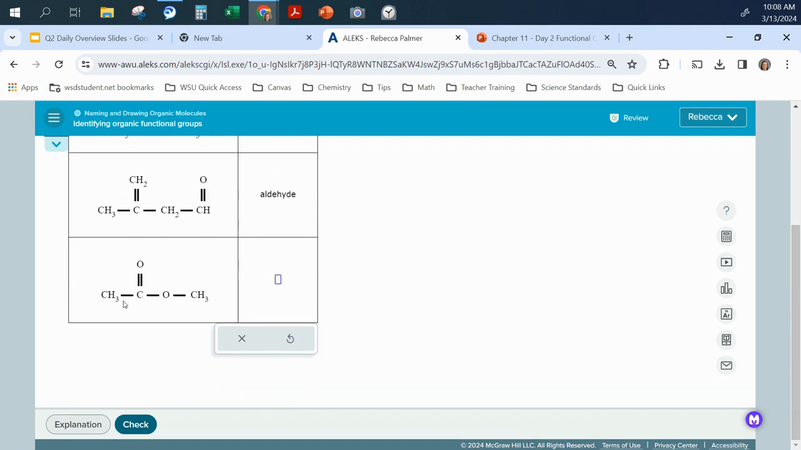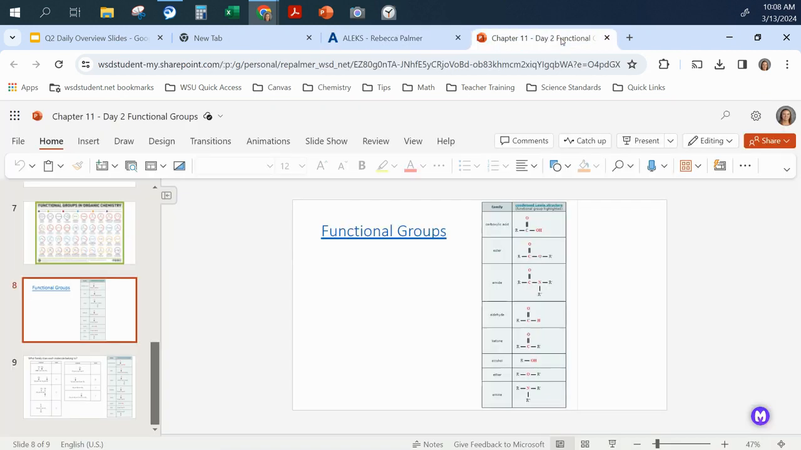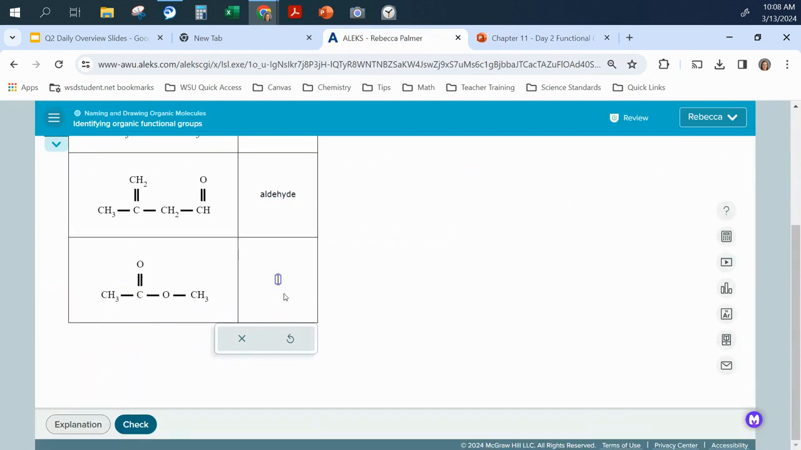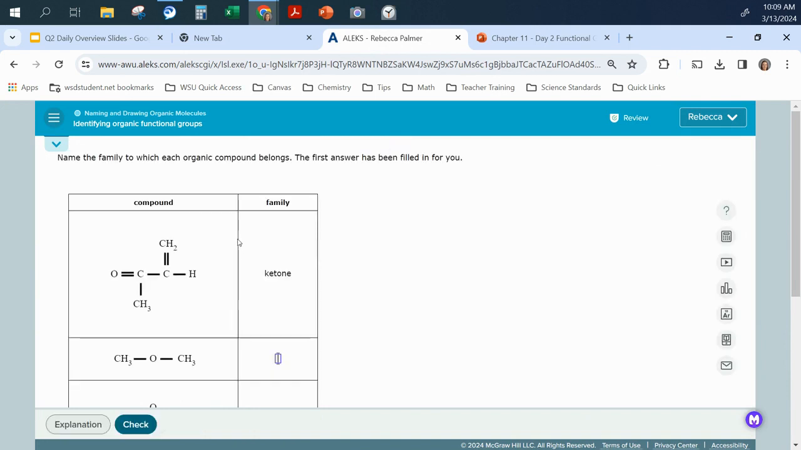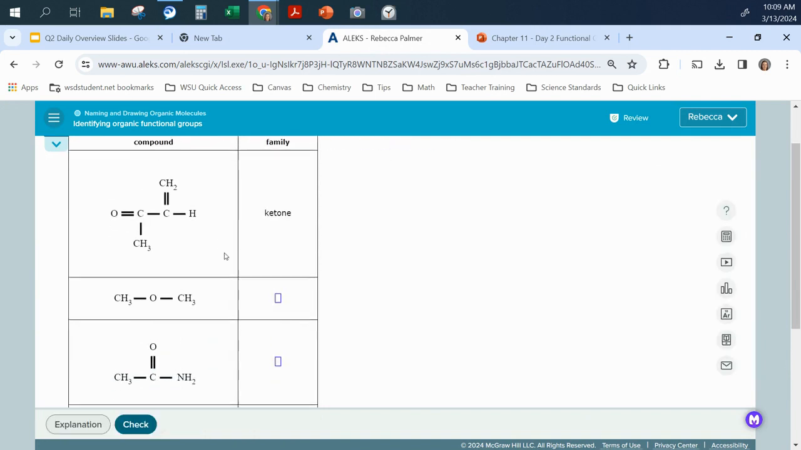Okay, and then the last one. I see carbon double bonded to oxygen, and it's right next to an oxygen. So that's going to be an ester group. Carbon double bonded to oxygen right next to an oxygen. And it doesn't have to be on the right side. It can be on the left side. The oxygen could be on the left side. So this is called an ester group. This one's just a practice. You're just getting familiar with these new terms.